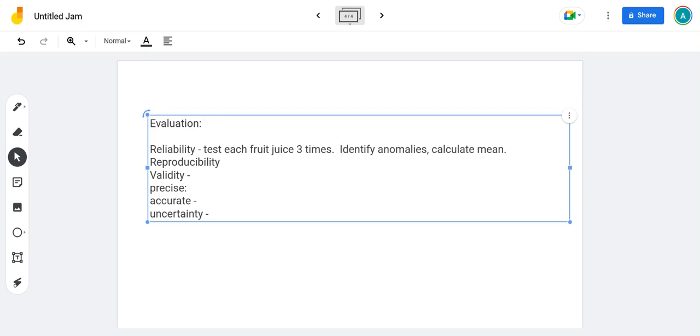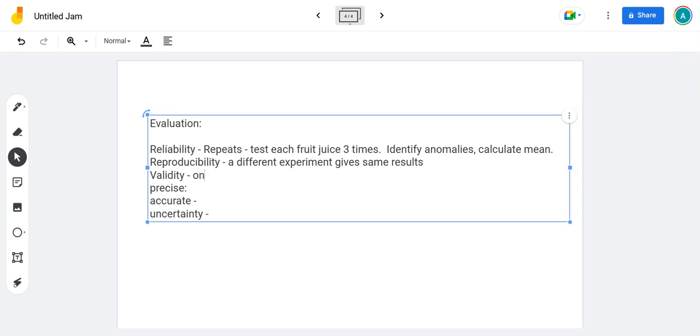And remember, reliable begins with an R, repeats begins with an R. So reliability is all about doing repeats. Next one is reproducibility. This is a different experiment with the same results as yours. So if someone else did a different experiment, they also found that orange juice had the most vitamin C, for example, then that's increasing the reproducibility of your experiment, because you can reproduce it. But if you just did the same experiment again, that's just a repeat. But if someone else, or a different experiment, shows the same result, that's reproducible.